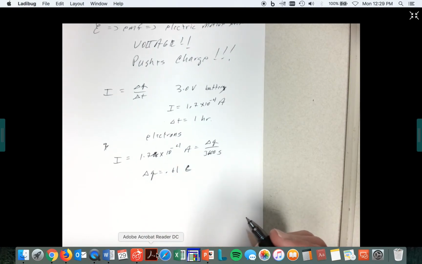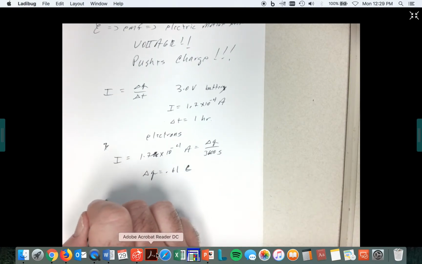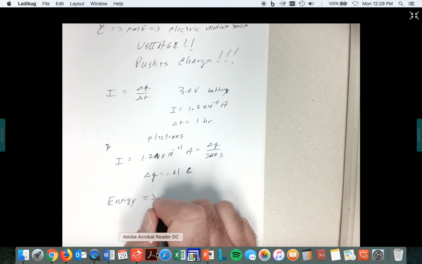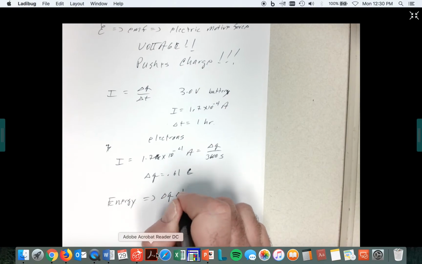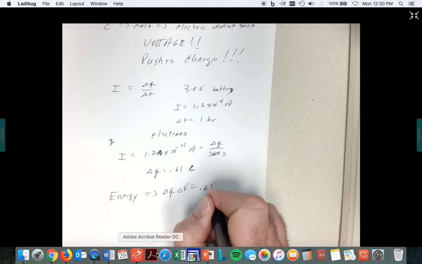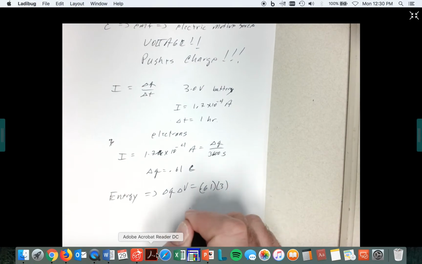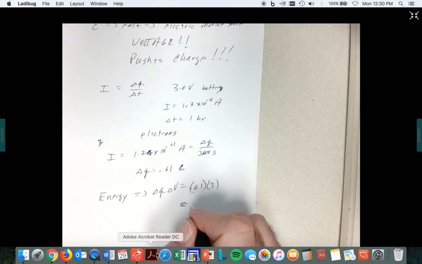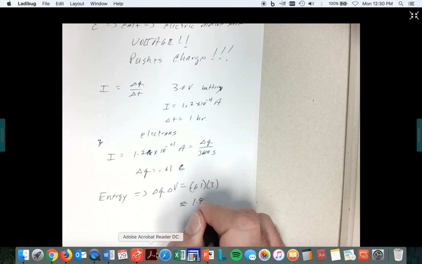So how much energy? What's the energy? Hey, you know this. Change in charge times the change in voltage, or QV, 0.61 times 3 equals about what? 1.8 joules.